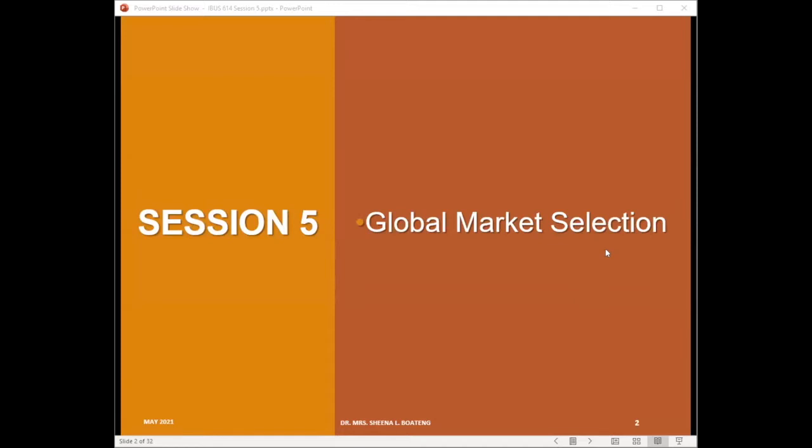Today is our 5th session, and in today's session, we will be taking a close look at global market selection. Global market selection in the sense that we are looking at the different opportunities or approaches through which organizations, as part of their global marketing activity, can select the particular markets that they want to enter into.